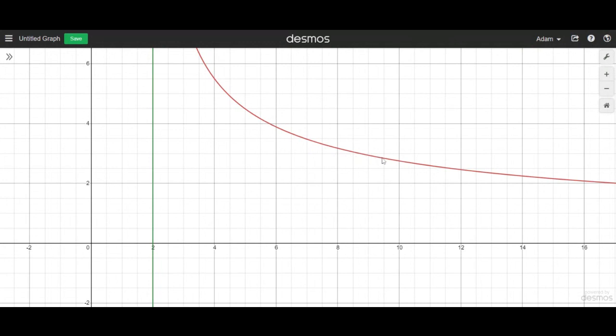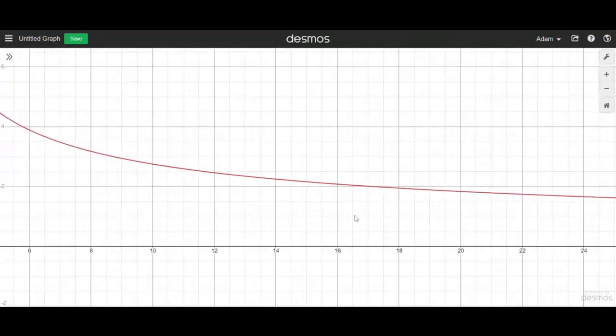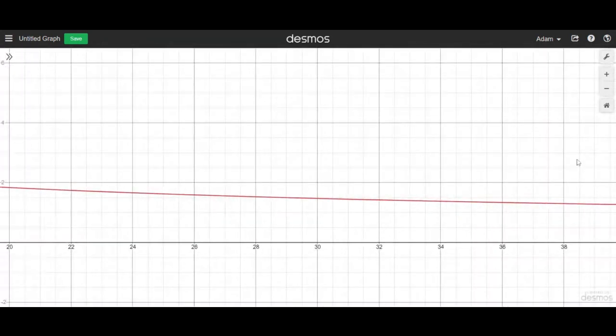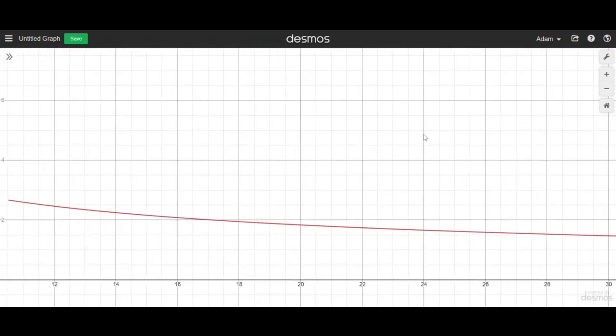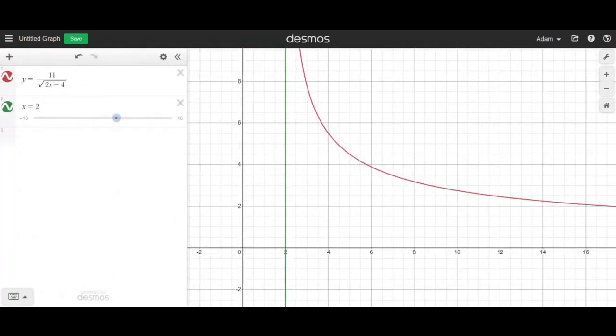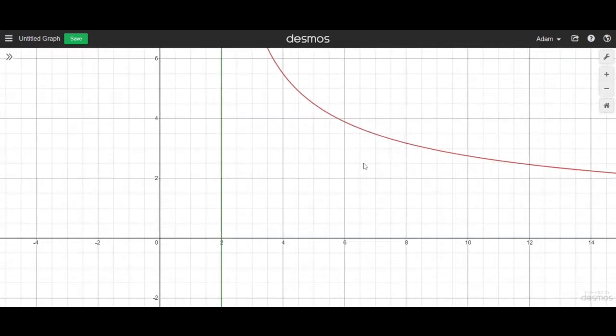Notice also that it never touches the x-axis. It gets closer and closer, but it never actually gets there, mostly because if it touched the x-axis, it would have to be 0 somewhere, and that doesn't happen. This is never going to be 0 because for this to be 0, the numerator would have to be 0. But it's 11. So that's what the graph looks like. All right, let me go back to the notes.